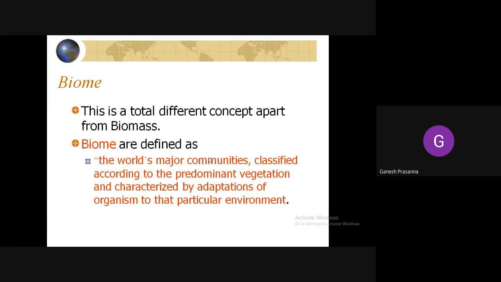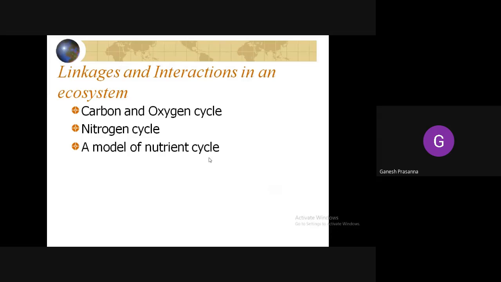Okay, so next is a biome. What is a biome? It is a totally different concept apart from biomass. It is defined as the world's major communities classified according to predominant vegetation and characterized by adaptations of organisms to that particular environment. Okay, so how they are linked to one another: carbon and oxygen cycle, nitrogen cycle, and nutrient cycle.